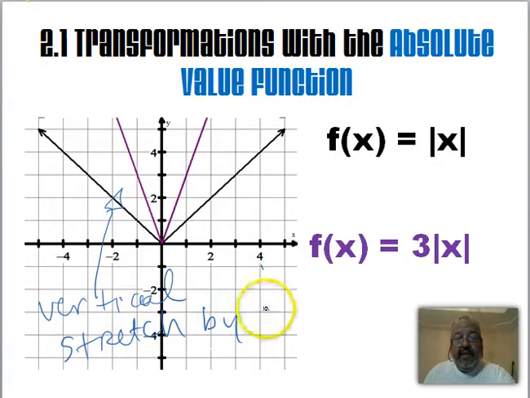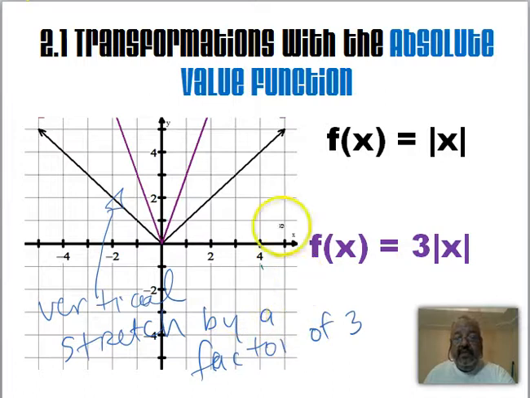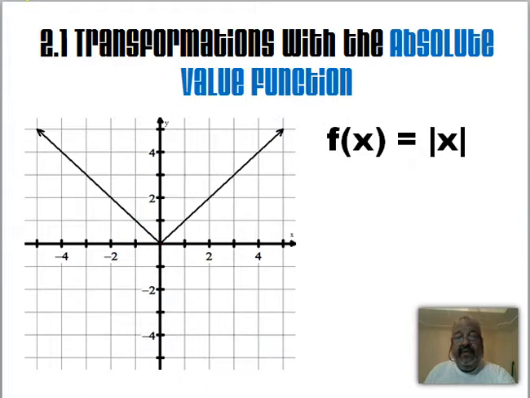Now write this down: by a factor of 3. So if this number is bigger than 1, it's going to make the graph skinnier. It's going to give it a vertical stretch. That's a proper term.